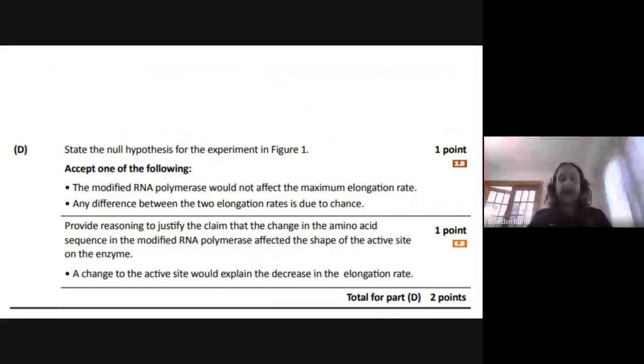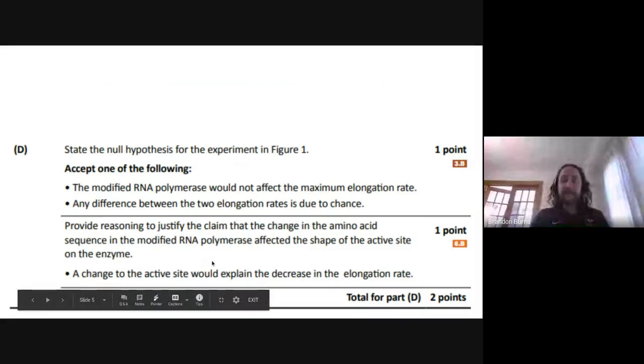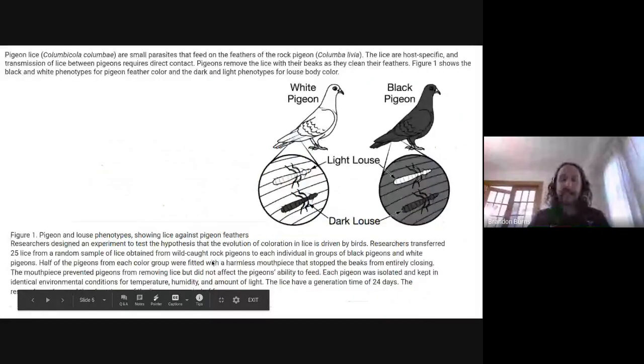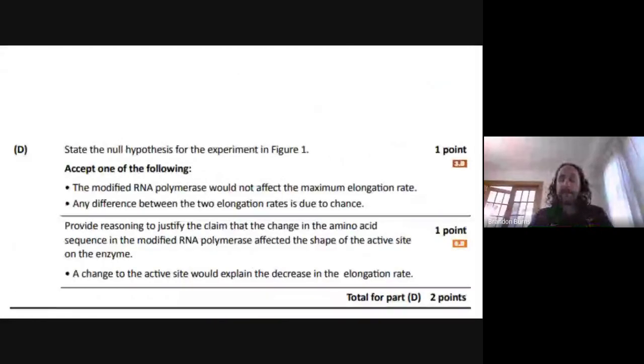And then you could earn a point for justifying the claim that the change in the amino acid sequence of the modified RNA polymerase affected the shape of the active site. And so the claim is already there. They've written it out for you. You need to justify it. So you need to provide reasoning and an explanation for why that behavior occurred.